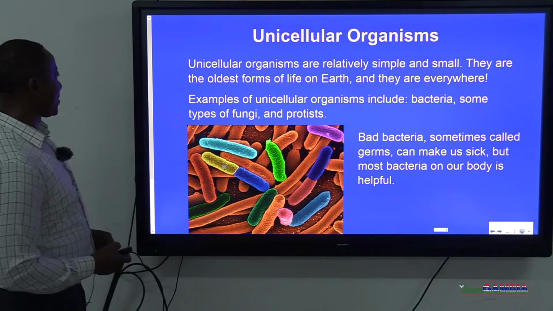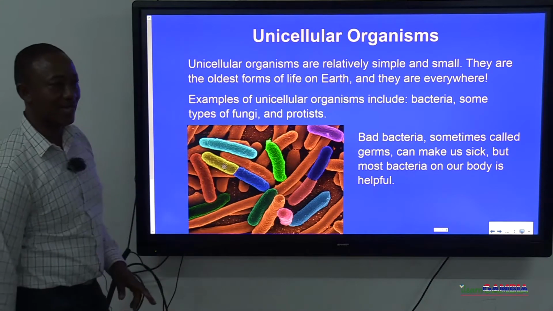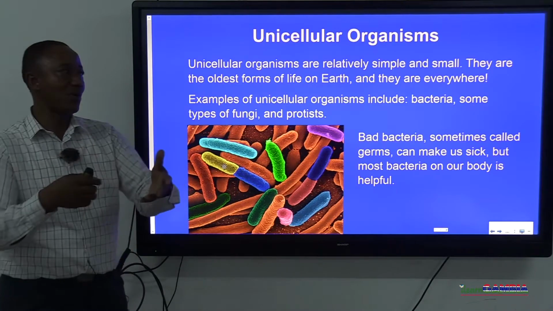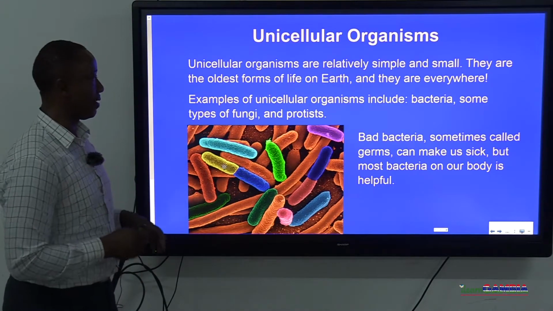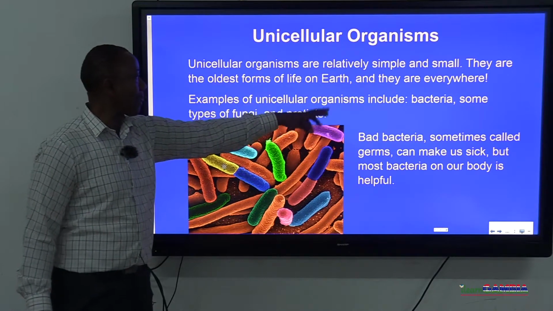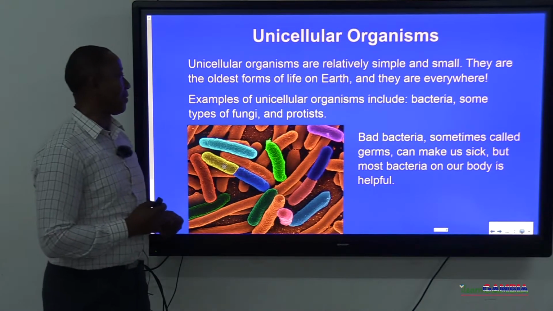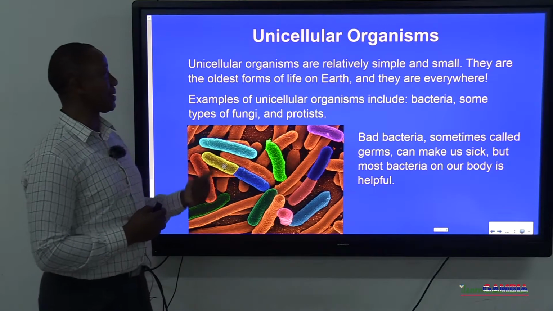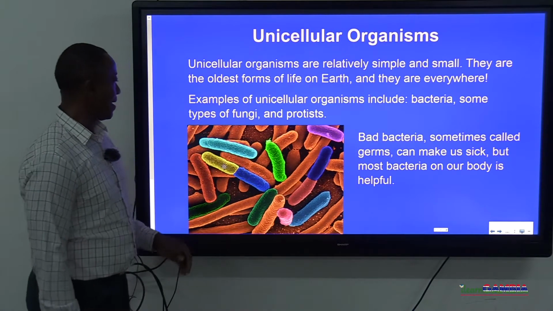Unicellular organisms, they're relatively simple and small. In science, when we say simple, it means they are not made up of many parts, and hence they are not capable of doing many functions. They are the oldest forms of life on Earth, and they are everywhere. Examples of unicellular organisms include bacteria, some types of fungi, and protists.